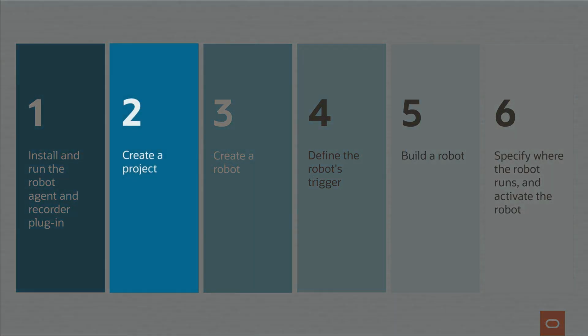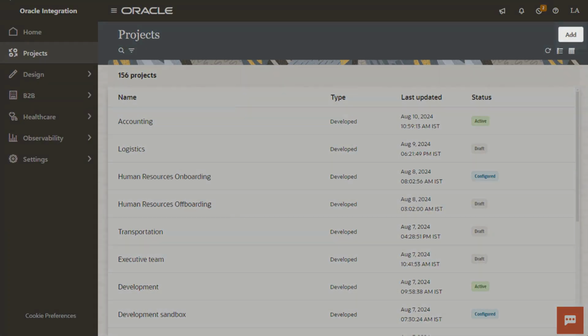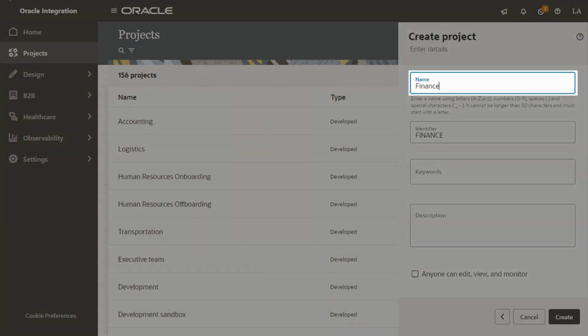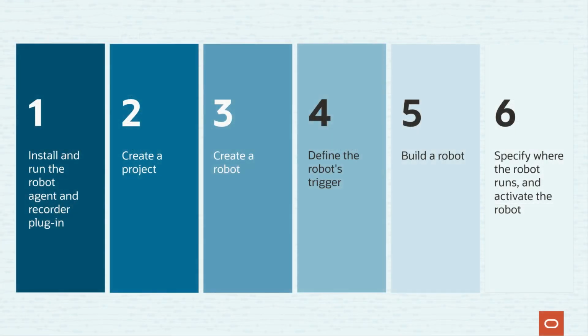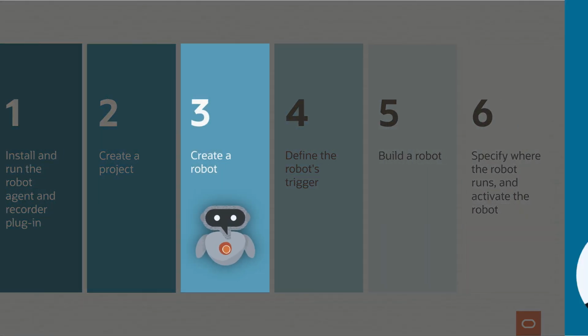Next, create a project. A project is where you manage everything you need to automate your business, including integrations, robots, and more. Start by adding a project, which will hold your integration and robot. Then, enter a name for the project. Now let's create a robot.